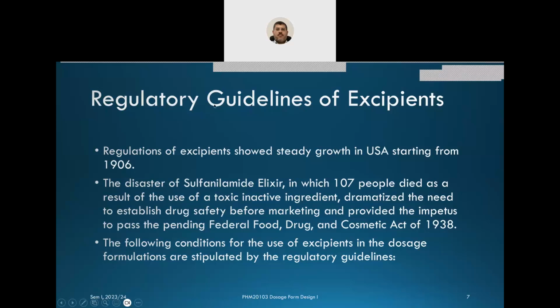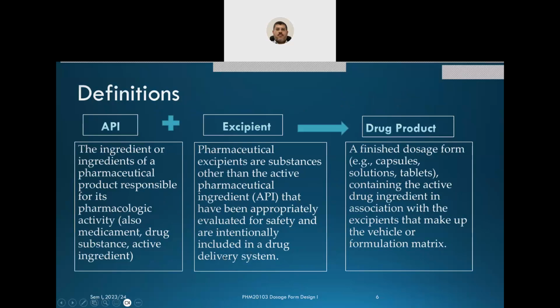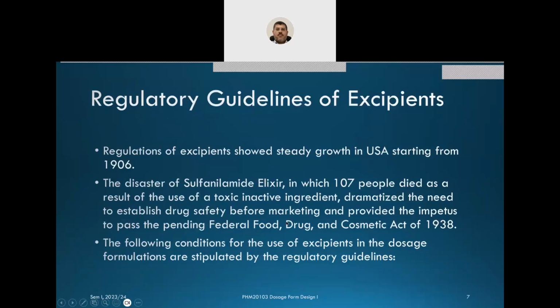Okay. So regarding excipients, any regulations? Of course, there are. We mentioned in the previous slide about the safety. So there are regulatory guidelines, and these guidelines are always changing, improving, depending on the growth of the body of knowledge about excipients and their effects and their degradation products and so on. So regulations of excipients showed steady growth in USA starting from 1906.